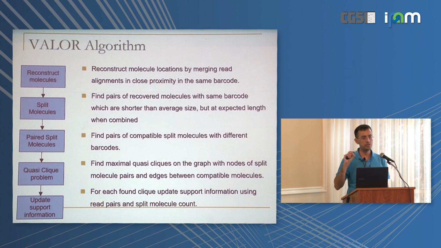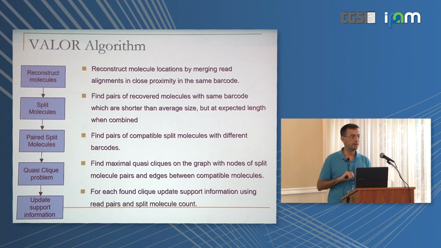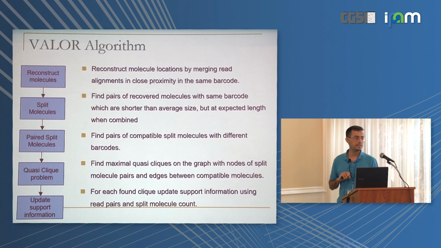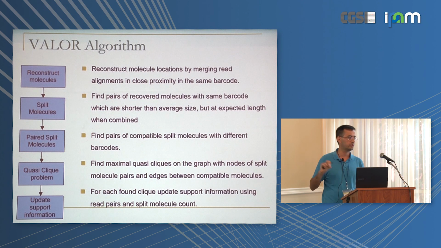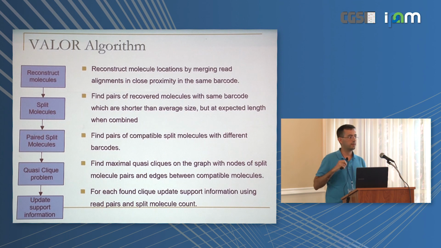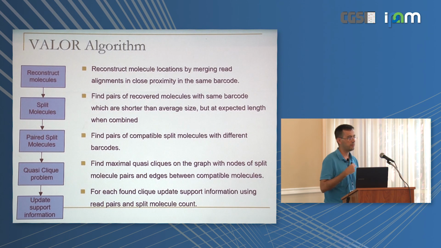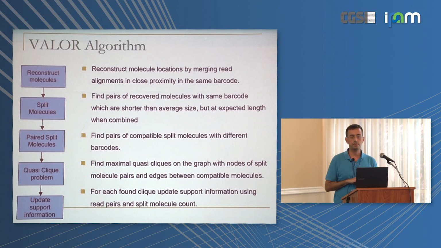And then if we have additional pairs of split molecules that also agree with those, we put an edge between them, and we get a graph. And then on this graph, we find maximal quasi-cliques. So these are not full cliques, but they are approximate cliques. And then for each clique, we also look at the read pair information. We score them up, and then we come up with a potential list of inversions.